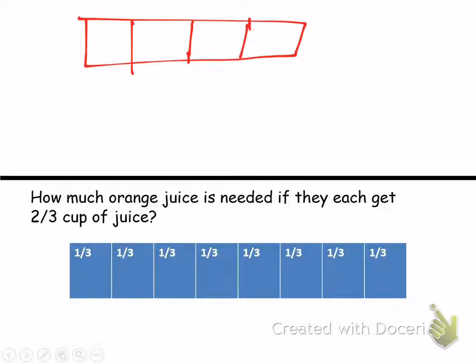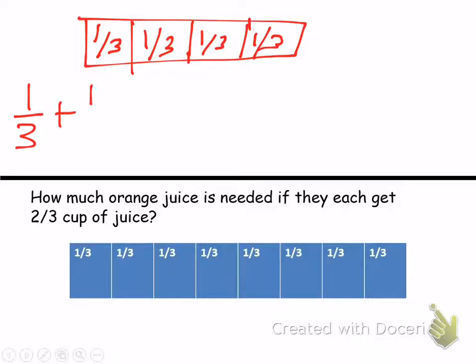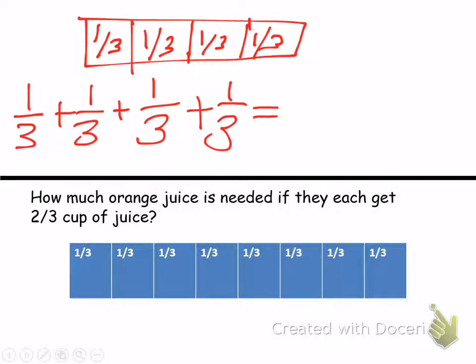So each box represents one person. Each one of the people is going to get 1/3 cup of orange juice. So today I'm working on figuring out how much juice I will need total. Remembering that repeated addition is the same thing as multiplication, I can look at this and know that each one of the people in this group gets 1/3 cup of orange juice. So I could add 1/3 plus 1/3 plus 1/3 plus 1/3 equals 4/3, because my denominator stays the same, and I add all my numerators.